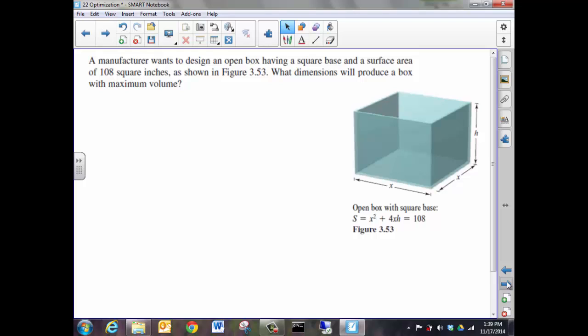Think about what you want to maximize. Think about what's keeping you from making it just the biggest thing in the world. Because the biggest thing in the world would be the maximize.